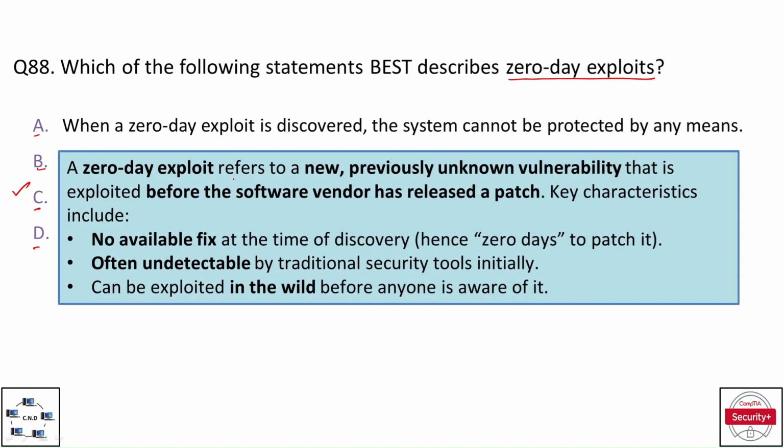So a zero-day exploit refers to a new, previously unknown vulnerability that is exploited before the software vendor has released a patch. Key characteristics include no available fix at the time of discovery, hence zero days to patch it, often undetectable by traditional security tools initially, and can be exploited in the wild before anyone is aware of it.